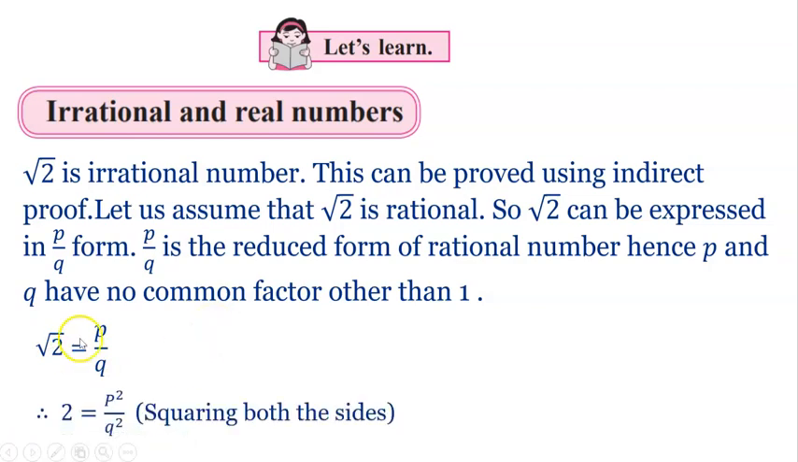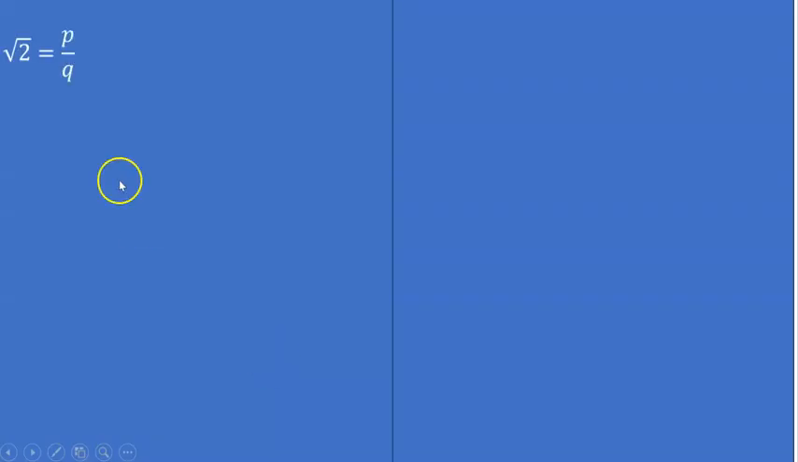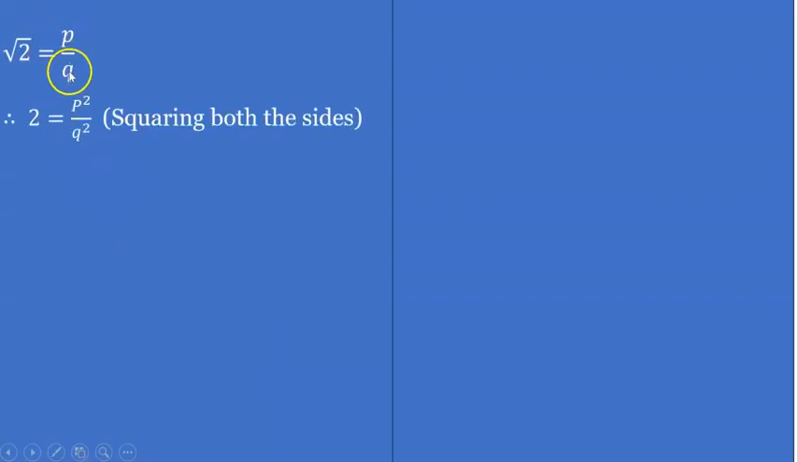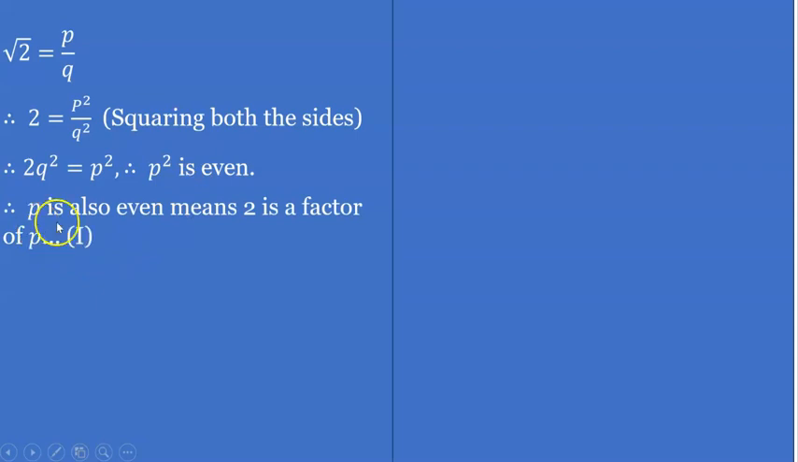Now squaring on both sides, you will get the square of root 2 is 2 and the square of p upon q is p square upon q square. So 2 is equal to p square upon q square. After simplification, you will get 2q square is equal to p square. Therefore, p square is an even number. Now next, p is also even, meaning 2 is a factor of p, and this is the first one.